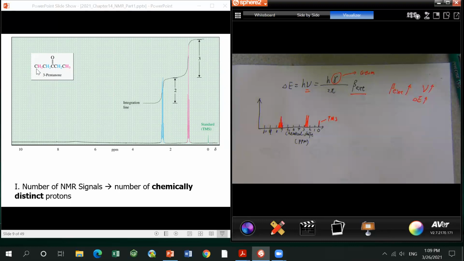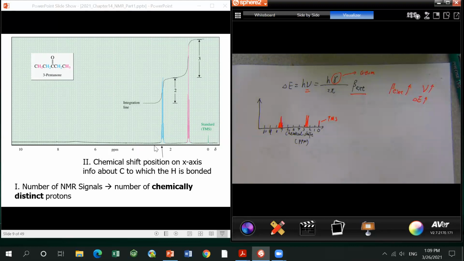For example, here's 3-pentanone. Although there are 2 CH3 and 2 CH2 groups, it only shows 2 signals, because the 2 CH2 groups, the blue ones, are the same, so they show the same chemical shift. Same thing for the 2 CH3 groups. They are symmetrical to each other, in the same chemical environment, so they also show the same signal. That's why you see 2 signals. So that's the number of chemically distinct protons.